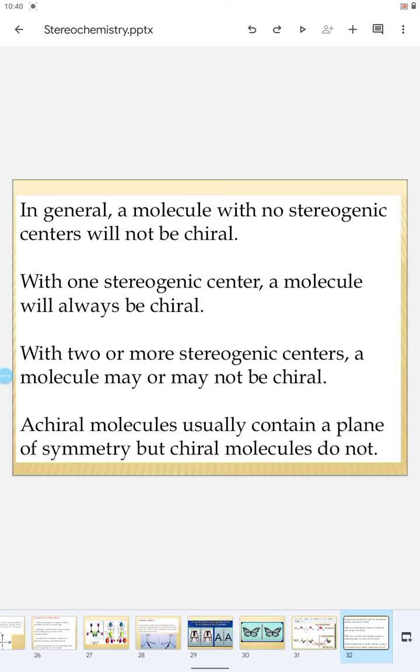So in general, a molecule with no stereogenic centers will not be chiral. With one stereogenic center, a molecule will always be chiral. With two or more stereogenic centers, a molecule may or may not be chiral. Achiral molecules usually contain a plane of symmetry, but chiral molecules do not.